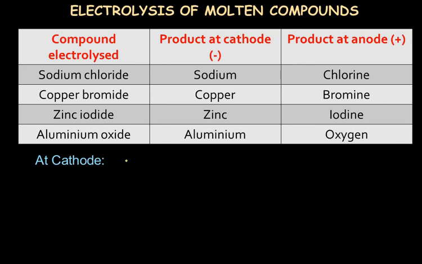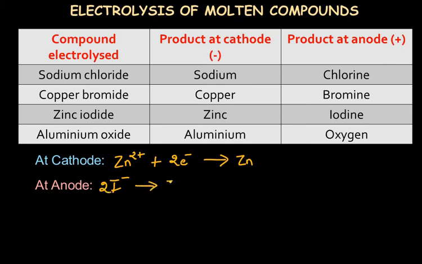Next, let's try for zinc iodide. Now again zinc will get discharged at cathode, the zinc metal, and it is 2+ charge. So again it will require 2 electrons to form the zinc metal at cathode. Next at anode, iodine is being formed. So to form the iodine molecule we require 2 iodide ions which will get discharged. 2 iodide ions form 1 iodine molecule losing 2 electrons because 1 iodide each will lose 1 electron.